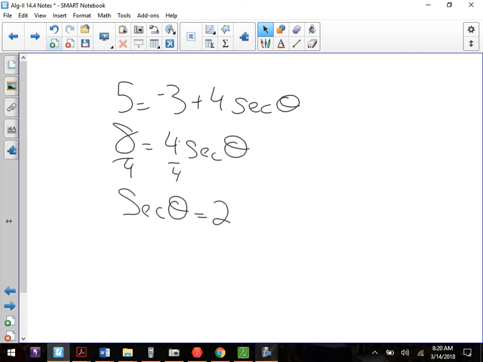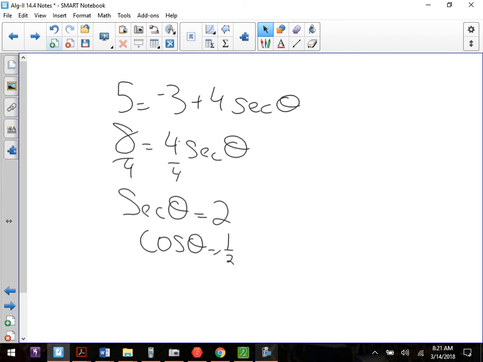Here's an idea. A second ago, I said that a lot of times I like to rewrite my solutions in terms of the reciprocal functions, or your standard trig functions if I'm given a reciprocal. So secant theta of 2 is the same thing as saying cosine theta of 1/2. They're reciprocals. In my mind, I think it's always easier to do it that way. If you don't want to, it's no big deal. No one's forcing you to.